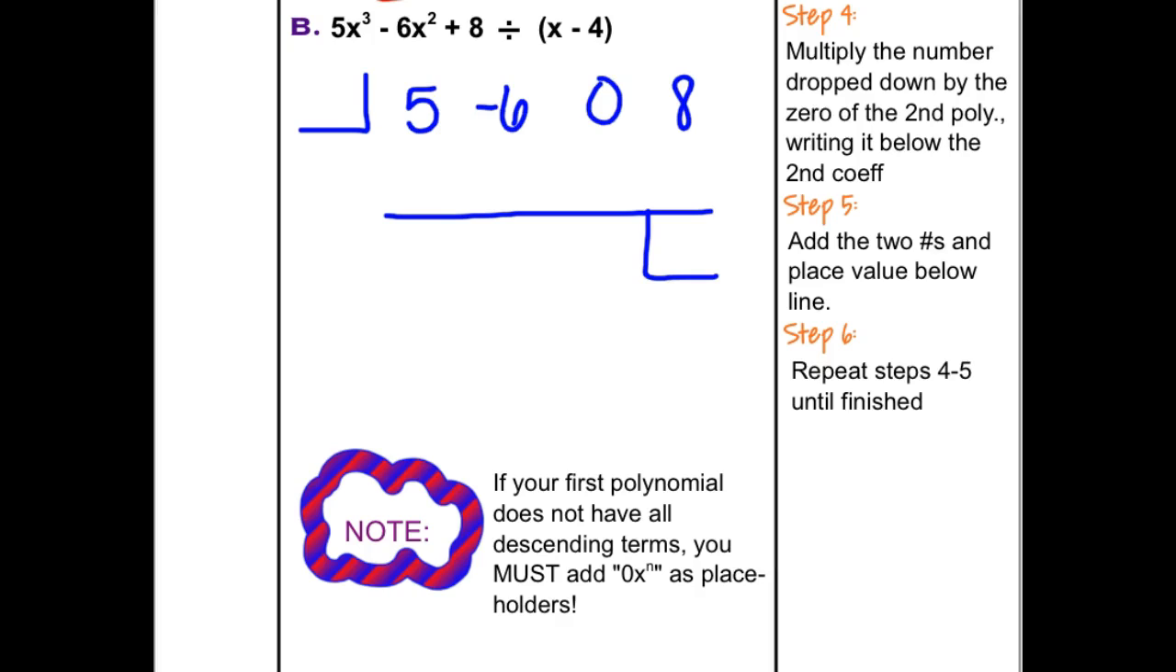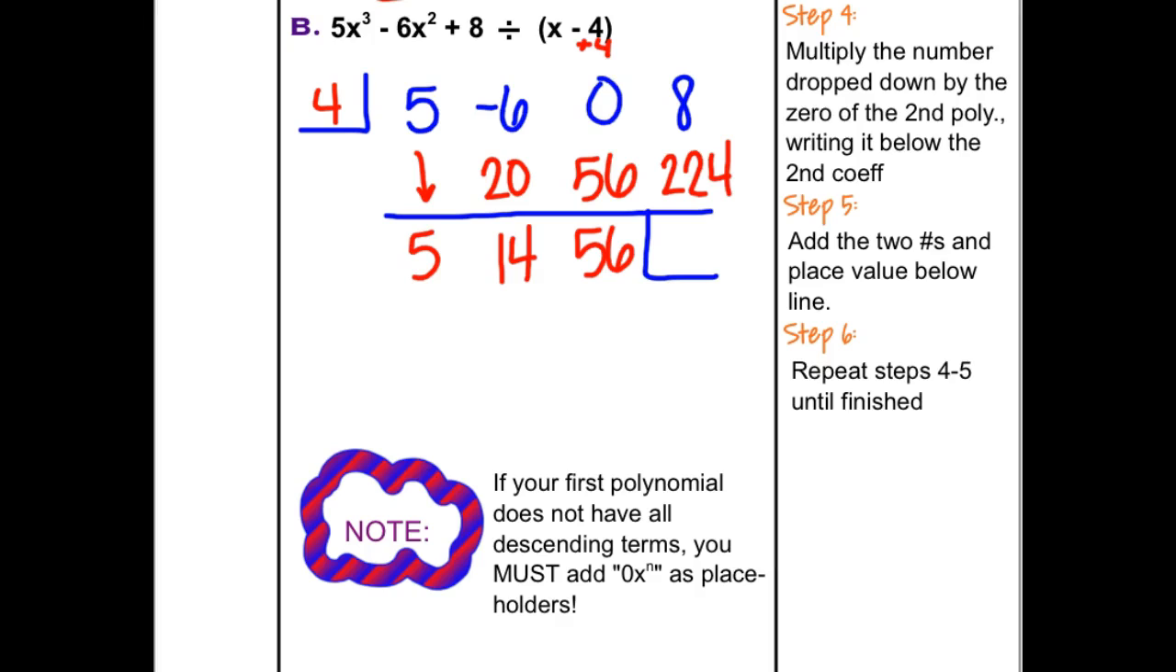So then x minus 4, we'd add 4 to both sides, so this is going to be a 4. So we start off, we drop down the 5. 5 times 4 is 20. Negative 6 plus 20 is 14. 14 times 4 is 56. 0 plus 56 is 56. As you can see, we're going to have a remainder. So 56 times 4 is 224. Yes, sometimes they will get big. And 8 plus 224 is 232.